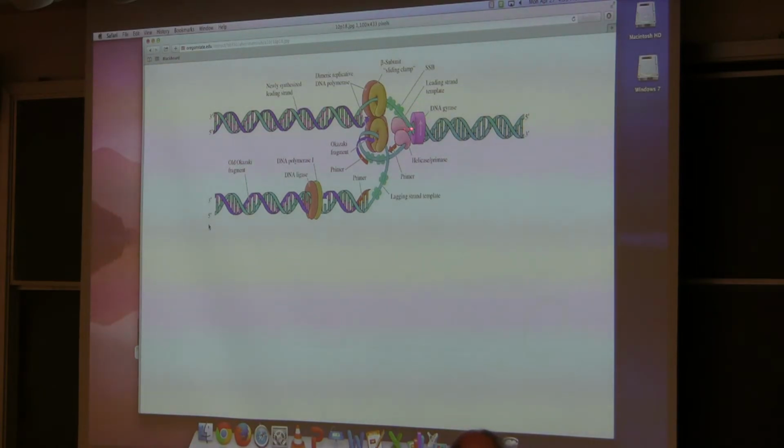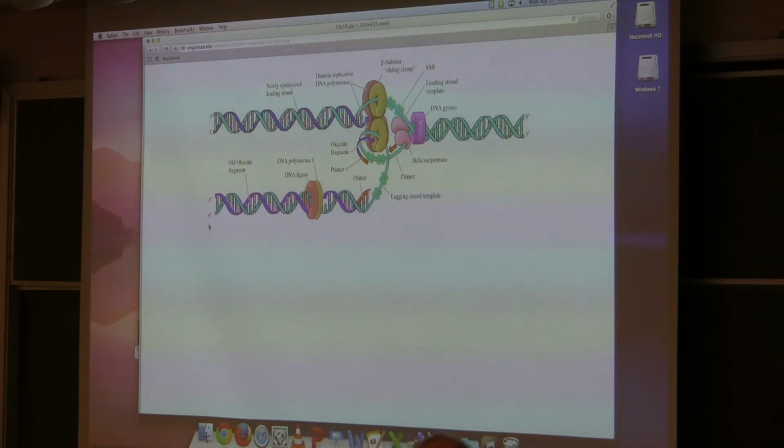This figure's unfortunate in that it shows the helicase right here, and it shows DNA gyrase as if it's immediately next to it, and that's not the case. It's exaggerated. In fact, the gyrase is up ahead of things a little ways. Sorry, I said helicase. The helicase is much closer to the replication fork. The gyrase is the enzyme that I told you was relieving the tension that was being created by the helicase as it unwound the strands.